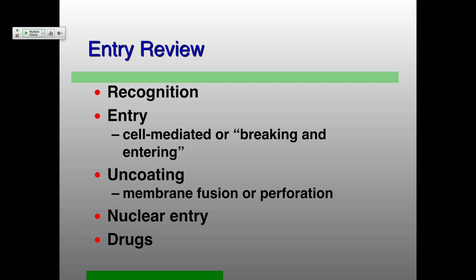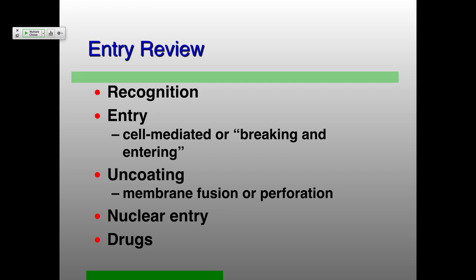Entry is the next step. Binding is all well and good, but you've got the genome on the interior of your virion. That now needs to get inside the cell in order to be replicated. There are lots of different ways that can happen, but the two big ones are some kind of cell-mediated process, usually receptor-mediated endocytosis, or making a hole somehow in the outside of the cell, or sometimes even in an internal membrane. That's particularly true for the bacteriophages, this breaking and entering kind of process. Particularly if you are an enveloped virion, very often you'll have a capsid inside an envelope, and then somehow the genome has to get outside of that capsid as well. So that's another step that many of these viruses have to deal with in terms of releasing their genome.